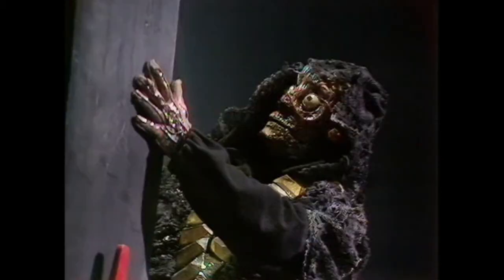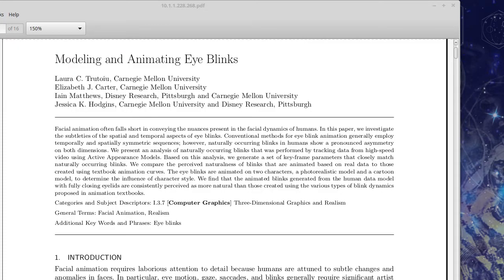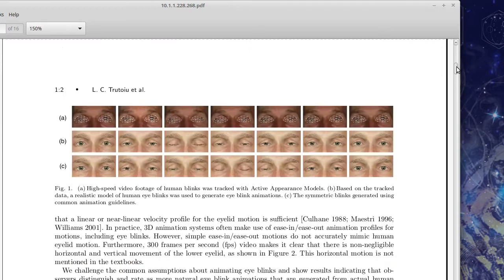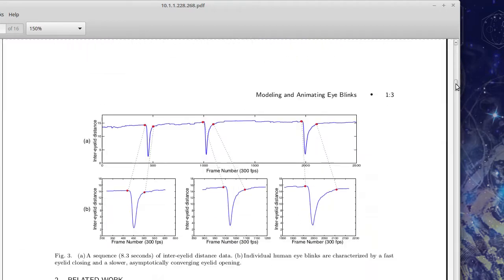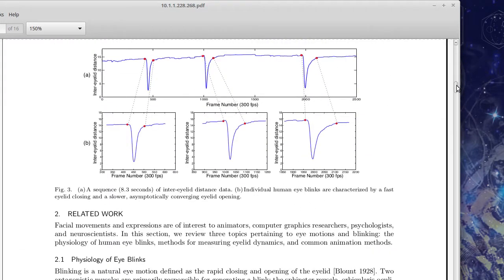So what I wanted to do was a little bit of research and work out what eye blinking actually should look like. So I found an academic paper. There were some people at Carnegie Mellon University and Disney Research who were looking into how to animate eye blinks. They looked at a bunch of different things, and one of the things they found was that the eye blinking shouldn't be symmetric. It should actually have a kind of V shape.